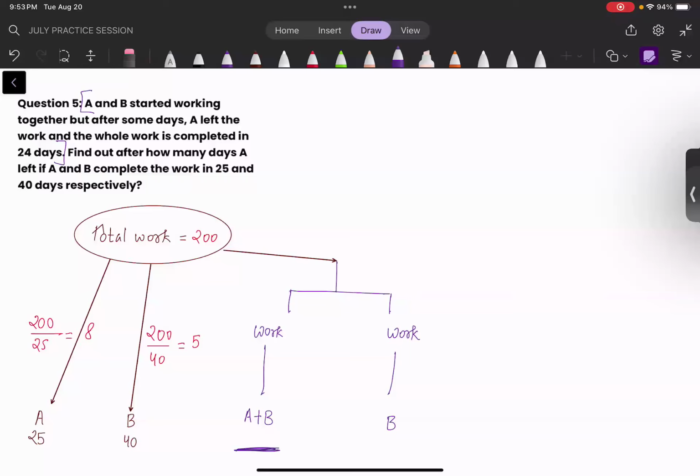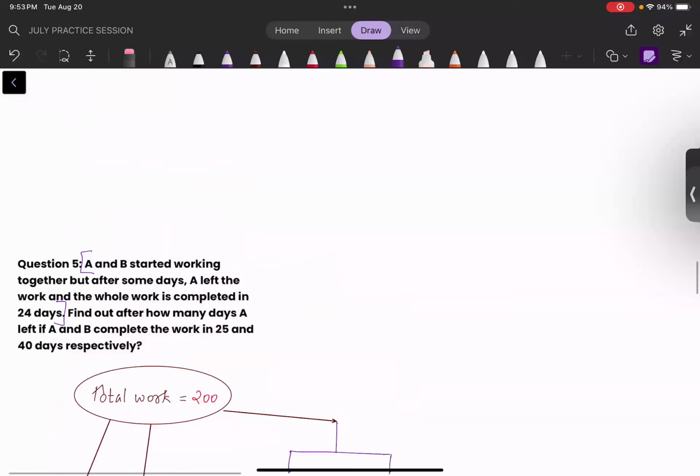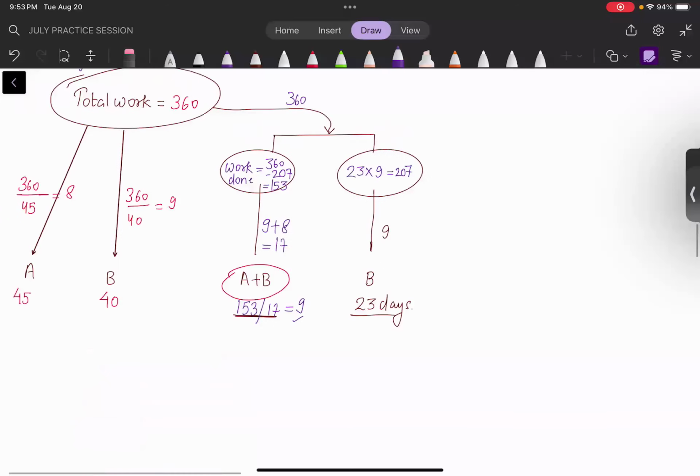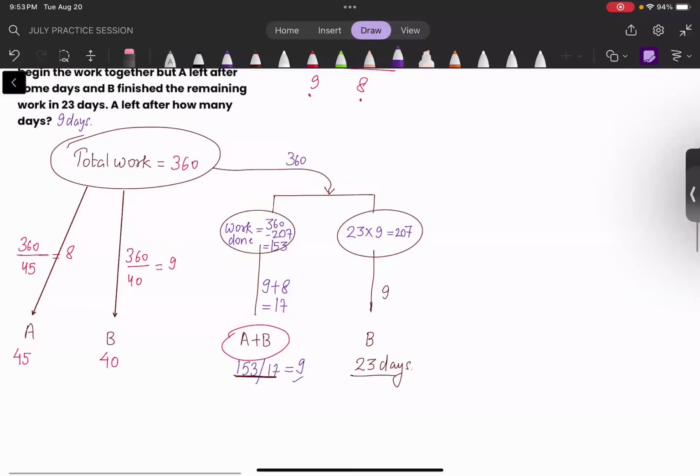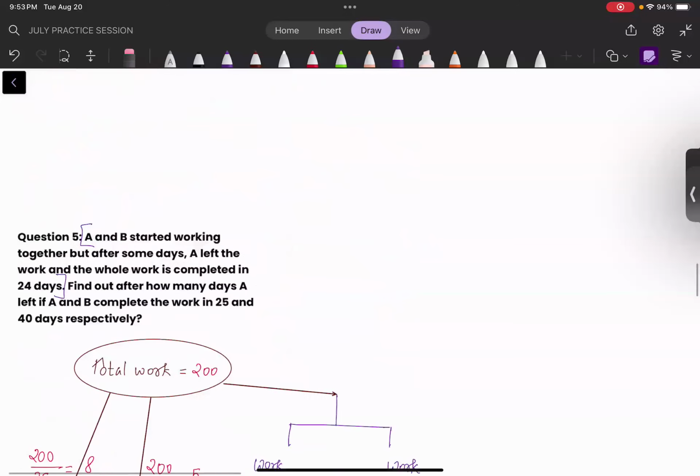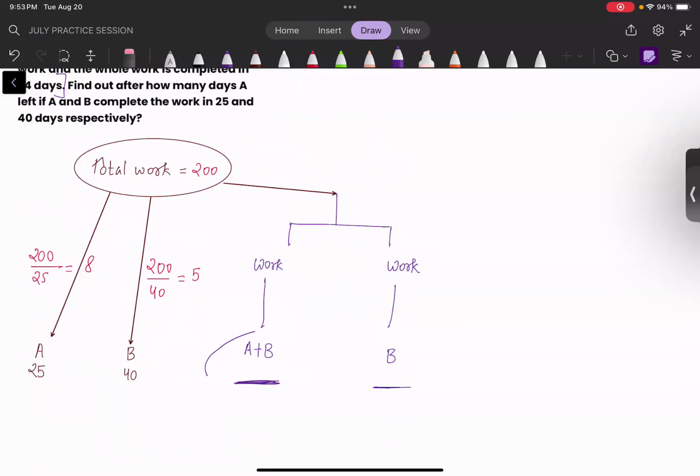No. We don't know. How much time has B worked? Do you know? No. Previously, what was given? See that, please. How much time A and B are working, we don't know. But how much time B was working, I know. But now I don't know anything. Overall, they will take 24 days.